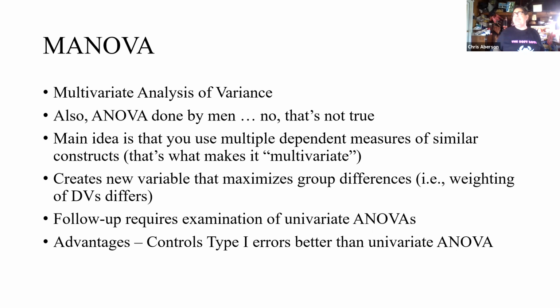To follow this up, to figure out where your differences actually exist, you have to follow up with univariate ANOVAs. And some people say that there's a big advantage because it controls type 1 errors better than univariate ANOVA.